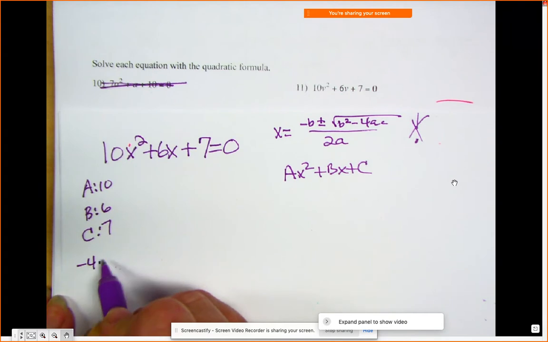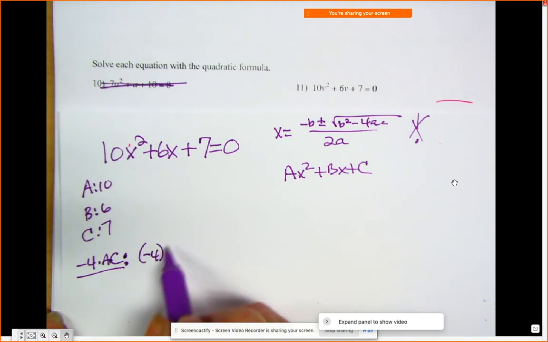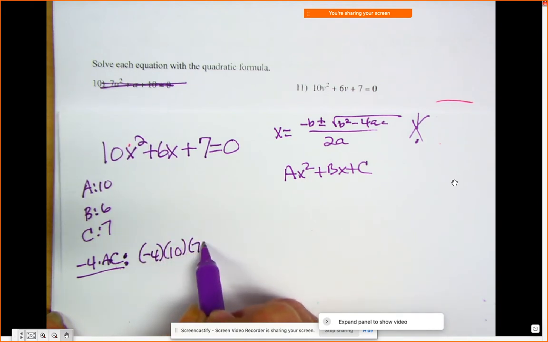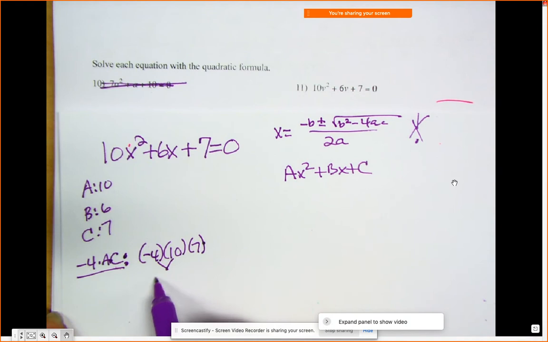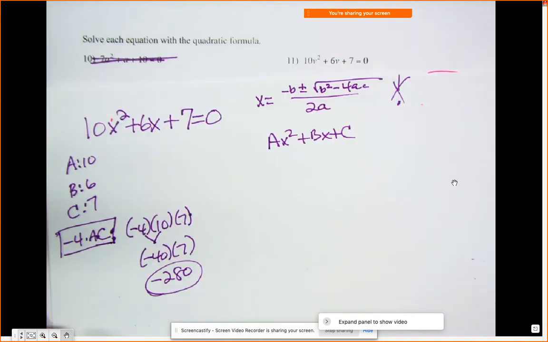I'm still suggesting that the biggest mistake you make is this right here, so I'm still suggesting you write it over here. Negative 4 times 10 times 7. Negative 4 times 10 is negative 40 times 7. It looks like I'm going to get negative 280. So today when we get to negative 4ac, we're going to say that negative 4ac is negative 280.